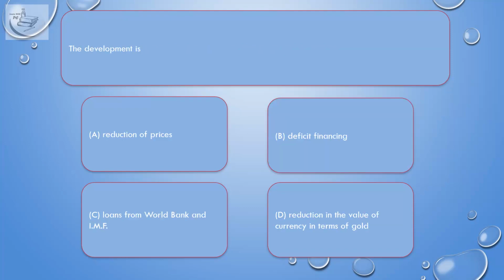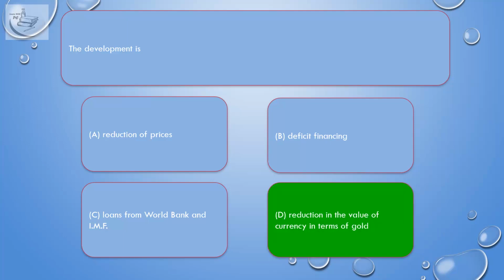Question: the development is A. Reduction of prices, B. Deficit financing, C. Loans from World Bank and IMF, D. Reduction in the value of currency in terms of gold. Correct answer is D. Reduction in the value of currency in terms of gold.